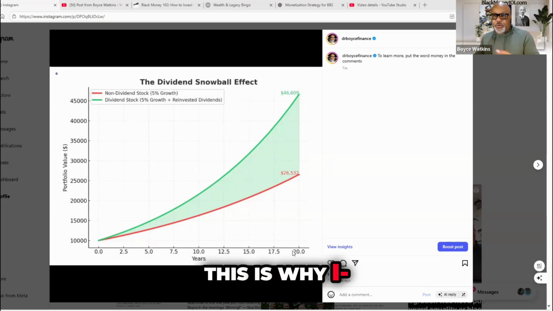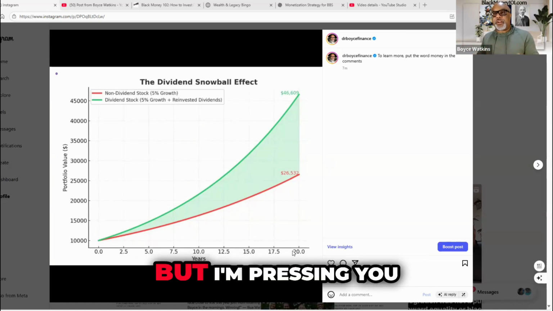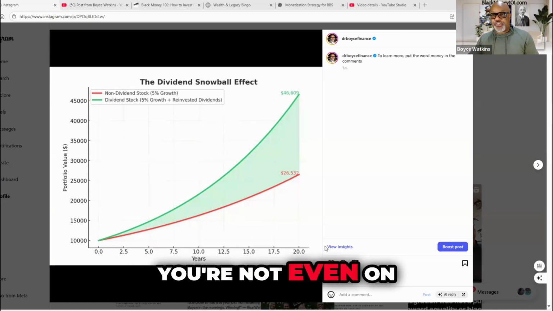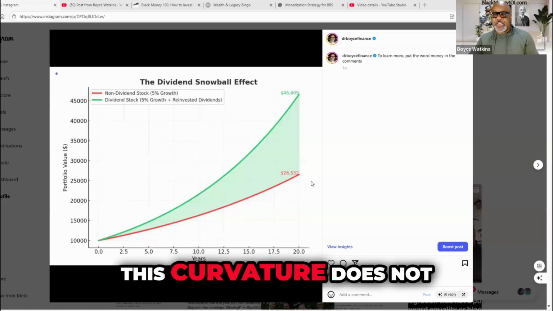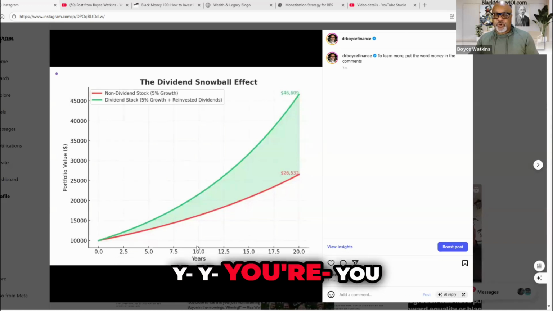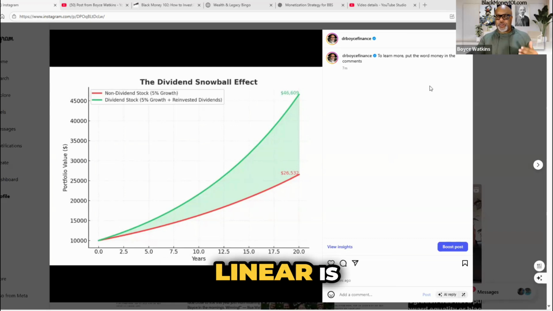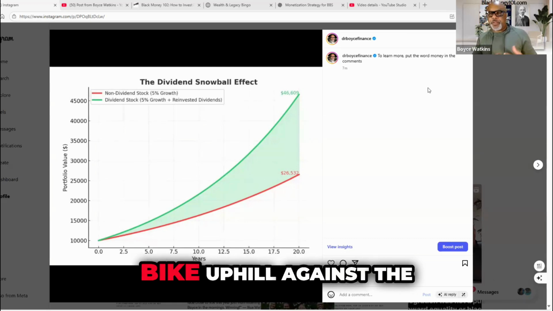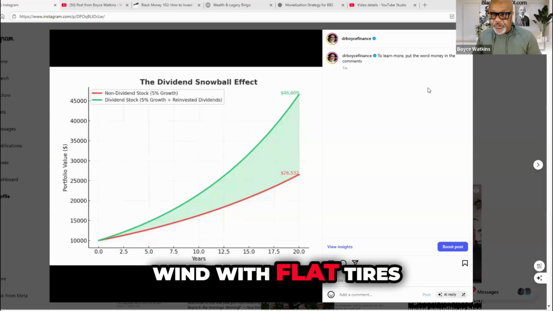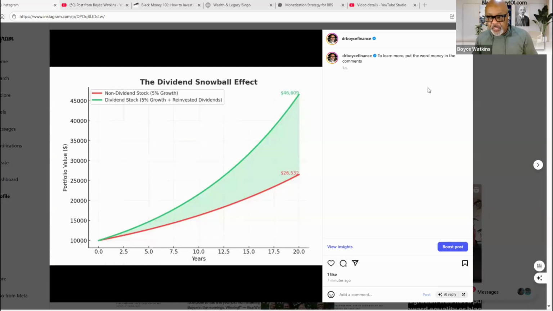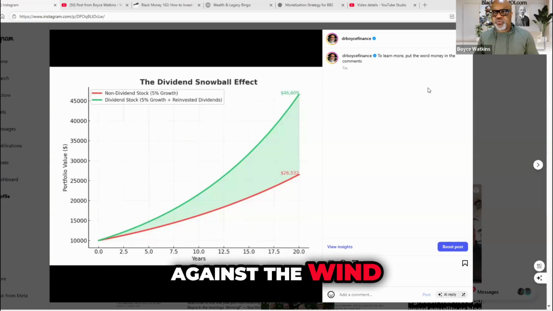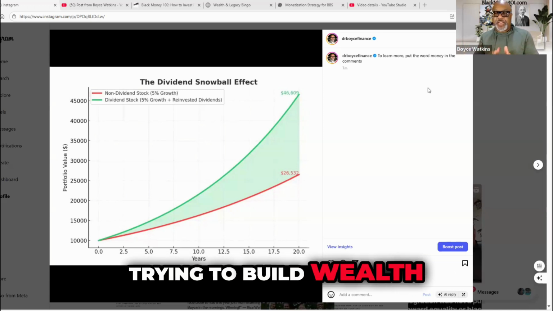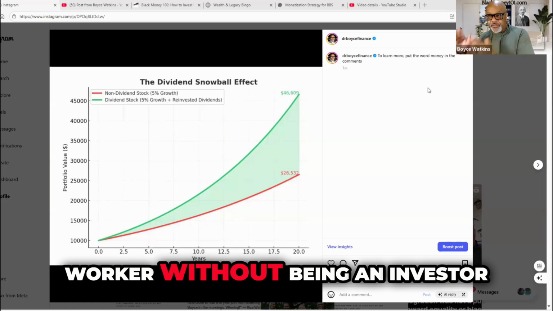This is why I don't press you guys very often about doing things, but I'm pressing you right now about investing, because when you don't invest at all, you're not even on this chart. All this curvature does not exist for you. You go what they call linear in mathematics. Linear is like pedaling a bike uphill against the wind with flat tires. Do you understand? You're going up the hill, the wind's blowing in your face, and you've got flat tires. That's what it's like trying to build wealth as just a worker without being an investor.